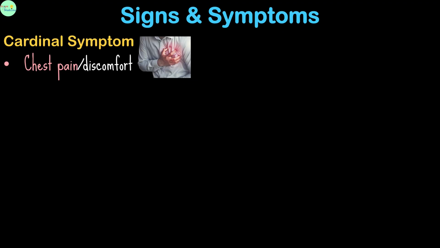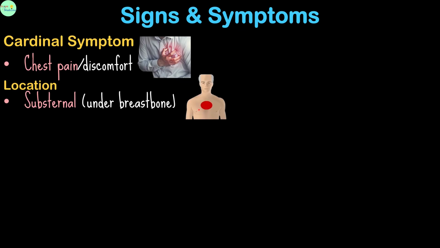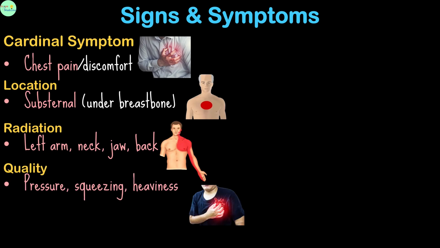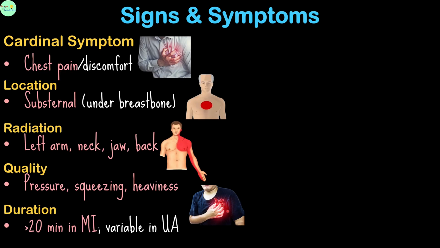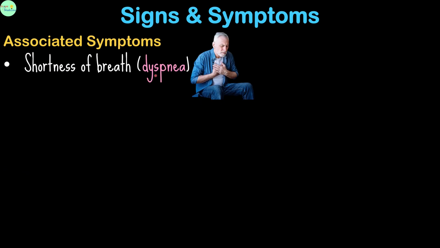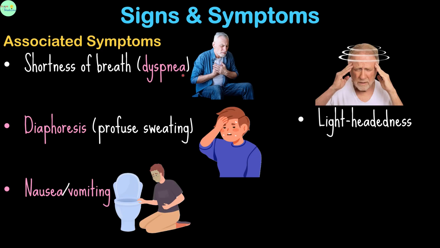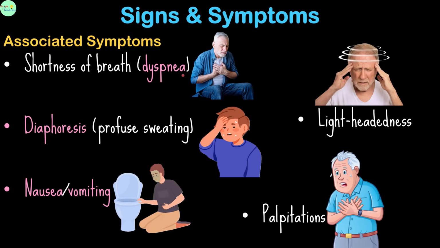The clinical presentation centers on chest pain or discomfort. This pain is typically located under the breastbone or substernal and often radiates to the left arm, neck, jaw, or back. Patients describe it as pressure, squeezing, heaviness, or tightness. In a myocardial infarction, this pain usually lasts more than 20 minutes, while in unstable angina it may be more variable. Associated symptoms include shortness of breath, diaphoresis or profuse sweating, nausea or vomiting, lightheadedness, and palpitations.